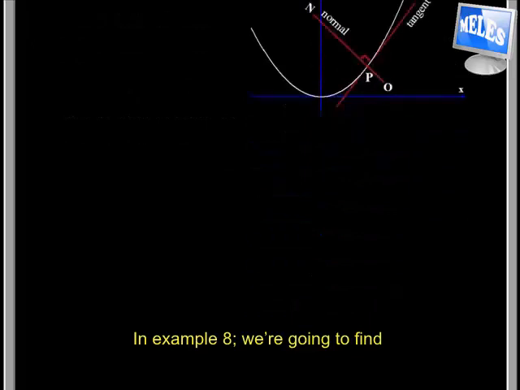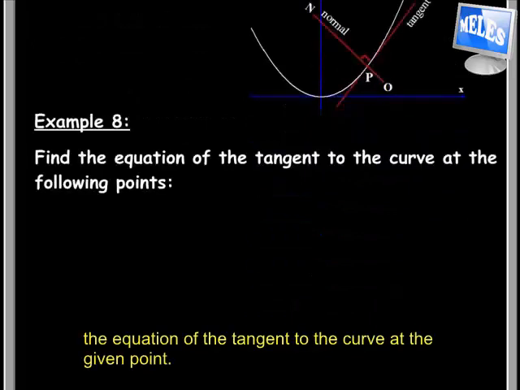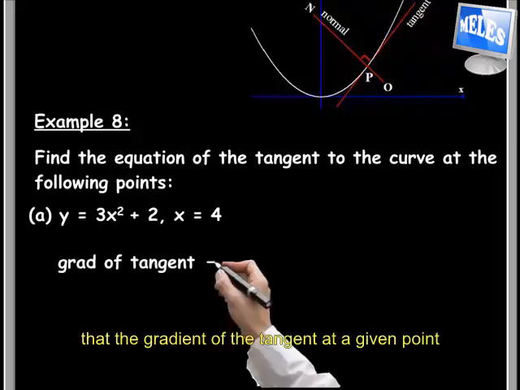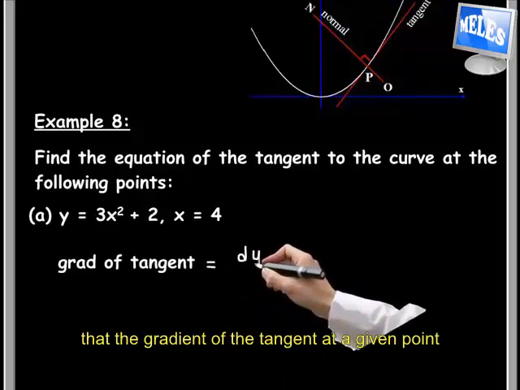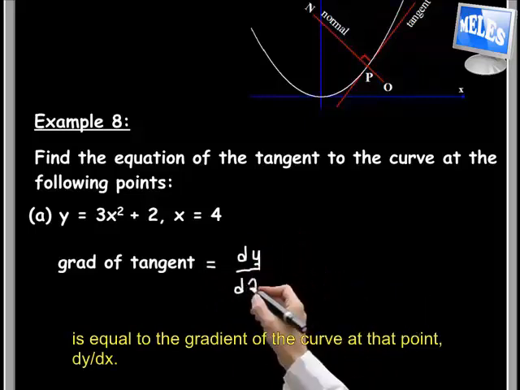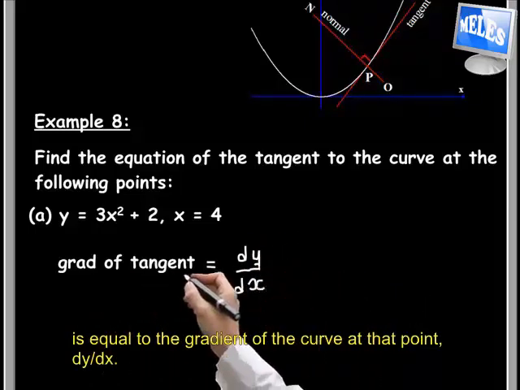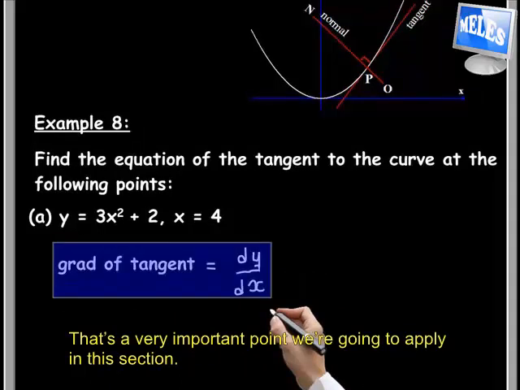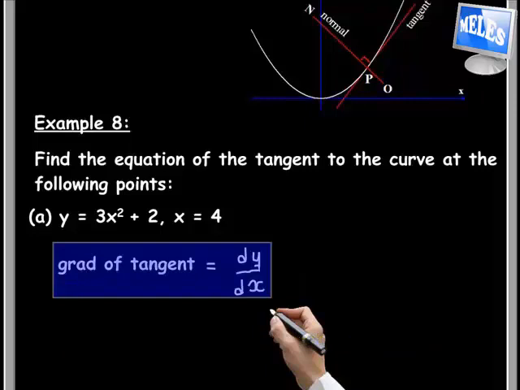In example 8, we are going to find the equation of the tangent to the curve at the given point. We are going to use one important fact, that the gradient of the tangent at a given point is equal to the gradient of the curve at that point, dy/dx. That's a very important point we are going to apply in this section.